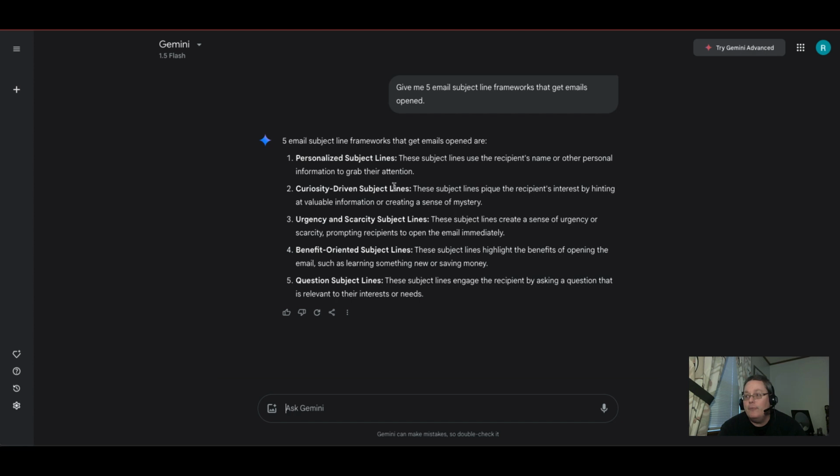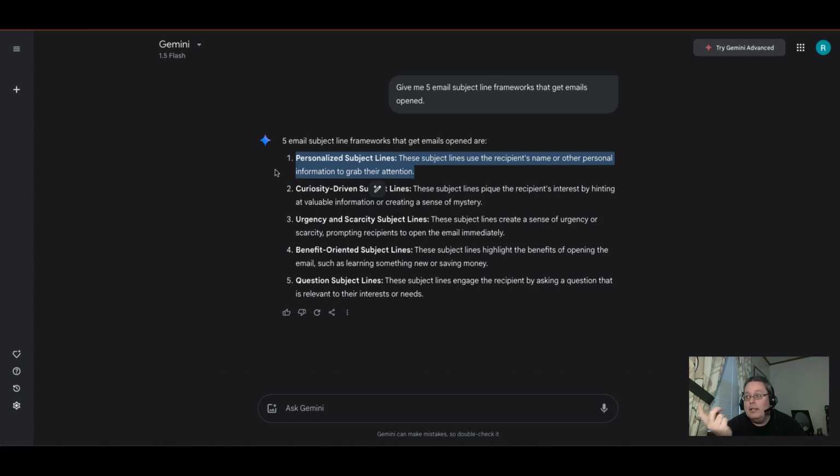Now, the first one, personalized subject lines. These subject lines use the recipient's name or other personal information to grab their attention. This would be where when people enter their name in your squeeze page, they put their first name, last name. But this can be problematic because people could put in weird names or they could put in just nonsense and it could backfire on you.